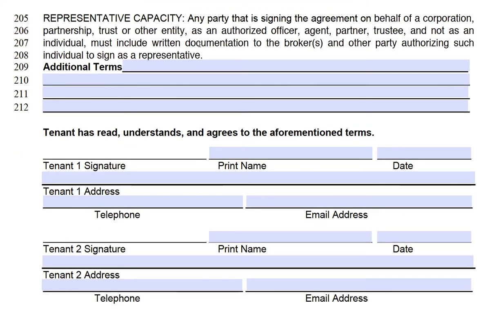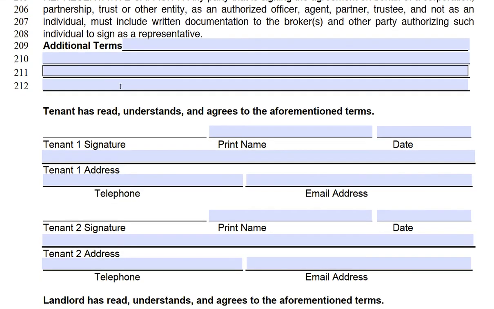Representative capacity, that just is if the owner, let's say the landlord, owns the property in a trust. Well, really the trust is the landlord, but the trustee is signing the lease on behalf of the trust. So that should be disclosed to the tenant, that there's a trust involved and the trustee of the trust is acting as the landlord as they're signing this contract. Then more of this wonderful extra space, additional terms to write in any other provisions that needed to be stated but hadn't been already addressed in the contract.